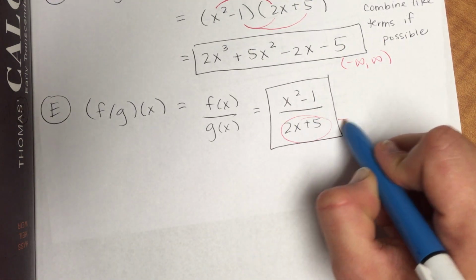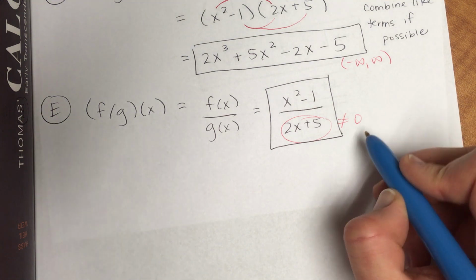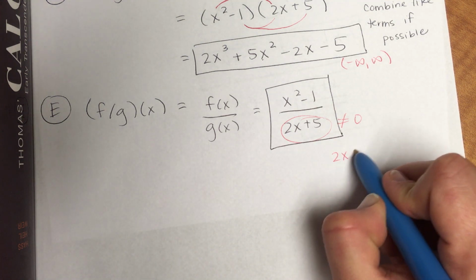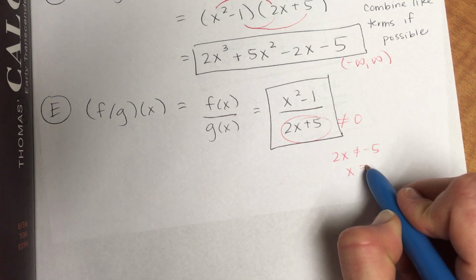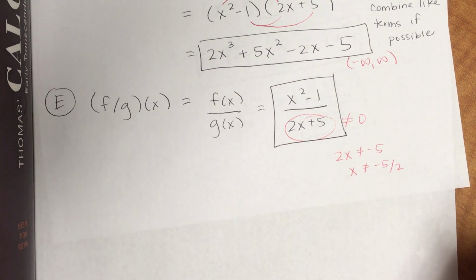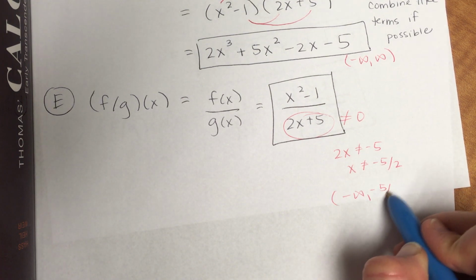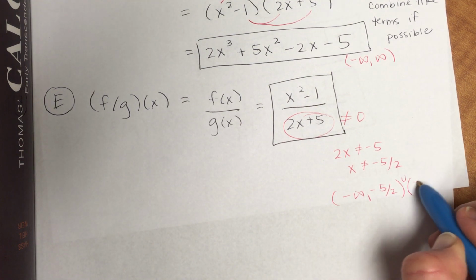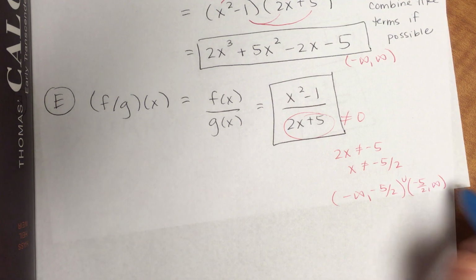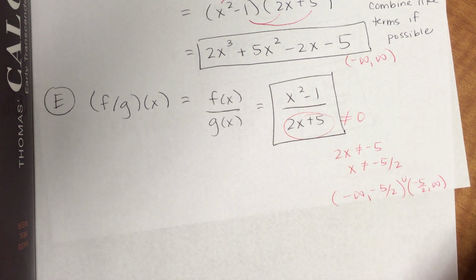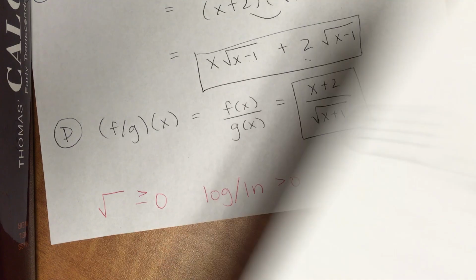Now I finally have a denominator that I set not equal to 0. So now my domain actually gets interesting, and it is negative infinity to negative 5 halves, union negative 5 halves to infinity. So rules don't change. If I have a denominator, deal with that.